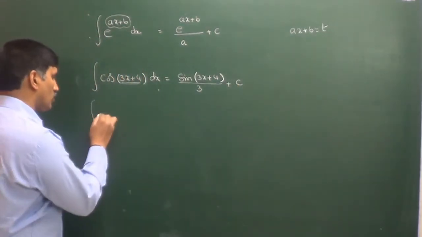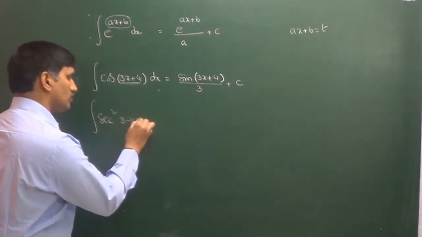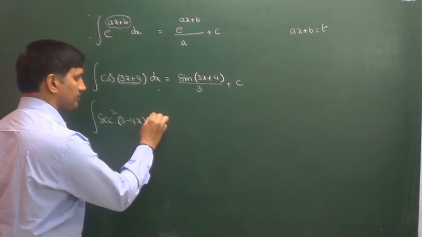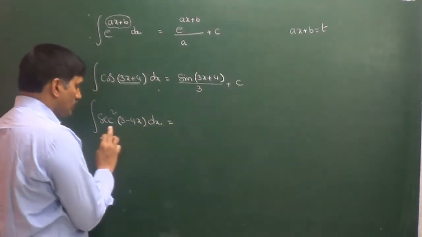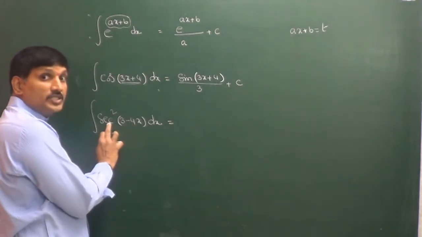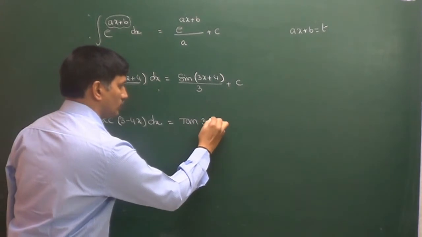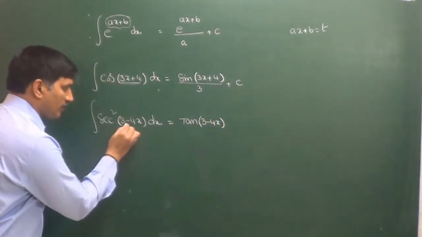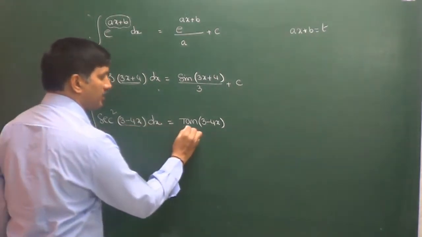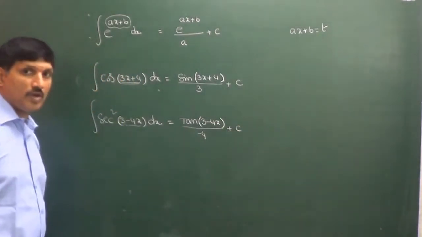Suppose we want to find out the integration of secant square of 3 minus 4x. So that is equal to, what is the integration of secant square x? Secant square x integration is tan x. So that's why tan of 3 minus 4x, and we have to divide by the inner function differentiation, that's why by minus 4, plus c. You keep it in mind.